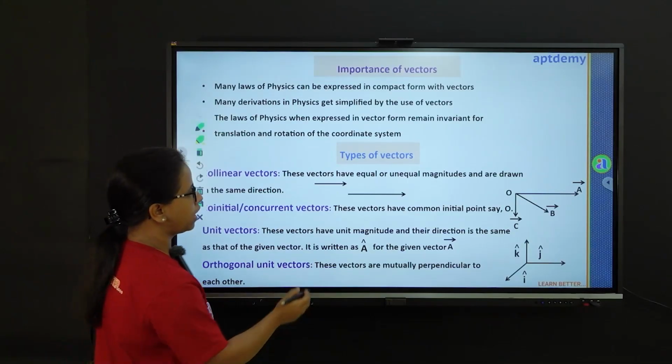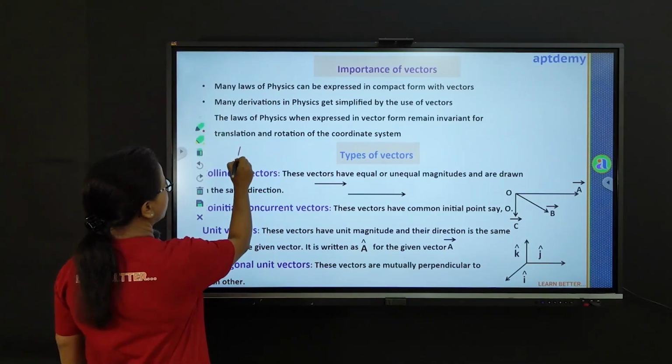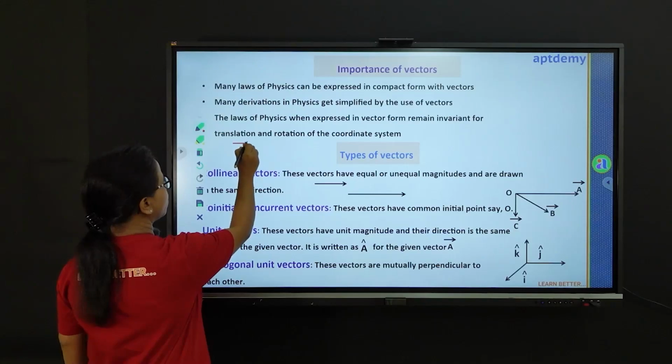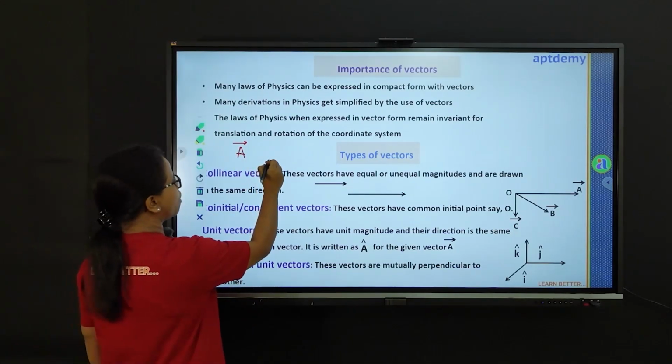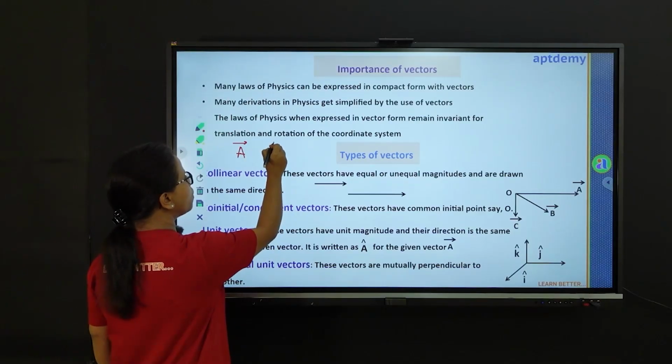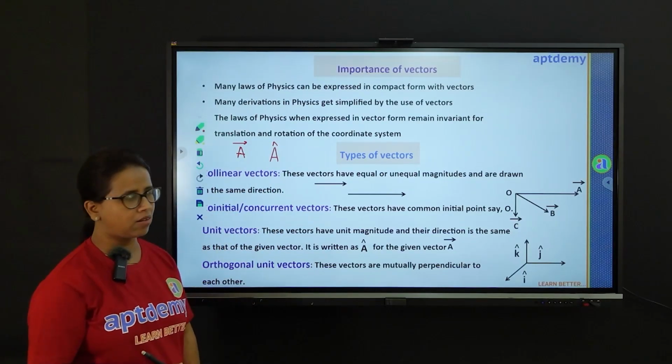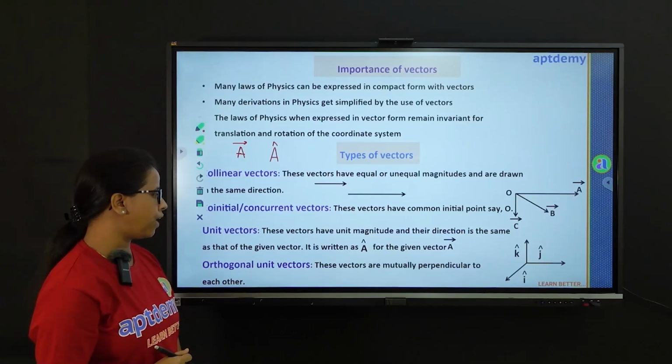So you write it in this way. You have a vector A and you want to represent the unit vector of vector A. You shall write it as A with a cap on its head. So this is a unit vector.